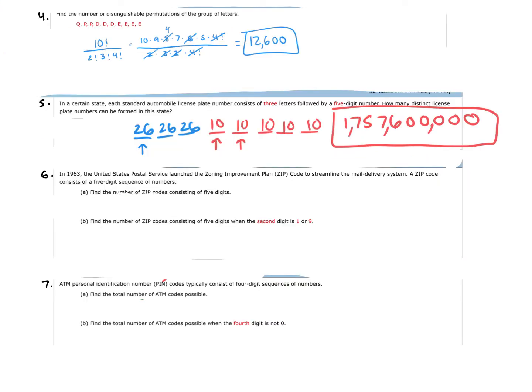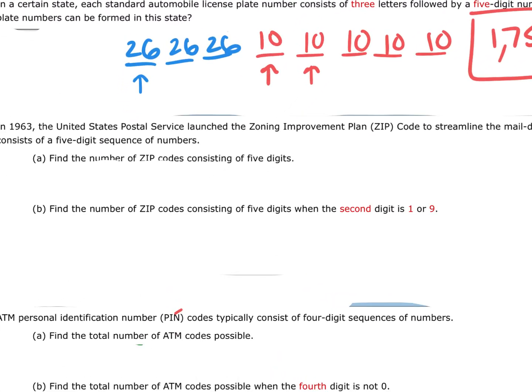Okay, number 6. In 1963, the United States Postal Service launched the Zoning Improvement Plan, zip code, to streamline the mail delivery system. A zip code consists of a 5-digit sequence of numbers. Find the number of zip codes consisting of 5 digits. So 1, 2, 3, 4, 5. How many different possible numbers do I have for this first spot?